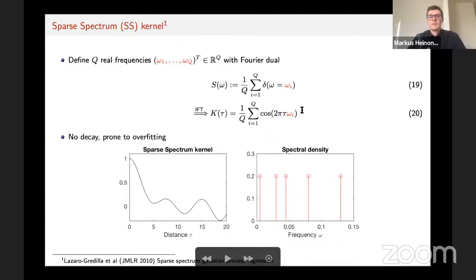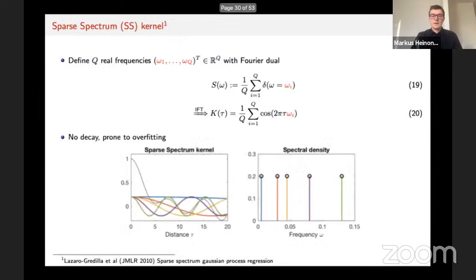And this seems very nice. It seems very simple. In this example, we just have five frequencies we need to optimize, and then we would just get five cosines that we are summing together to get the kernel function.